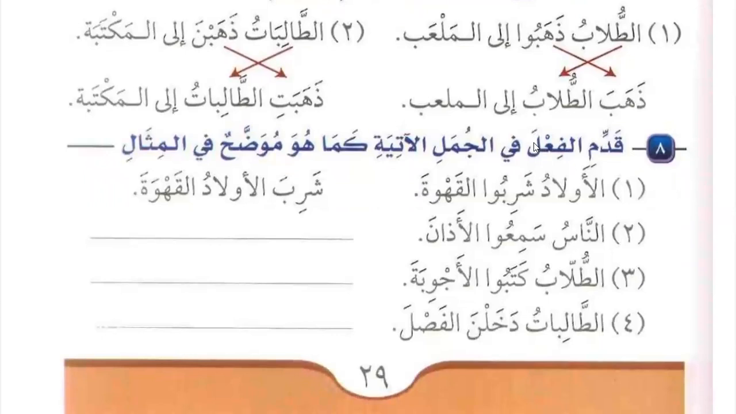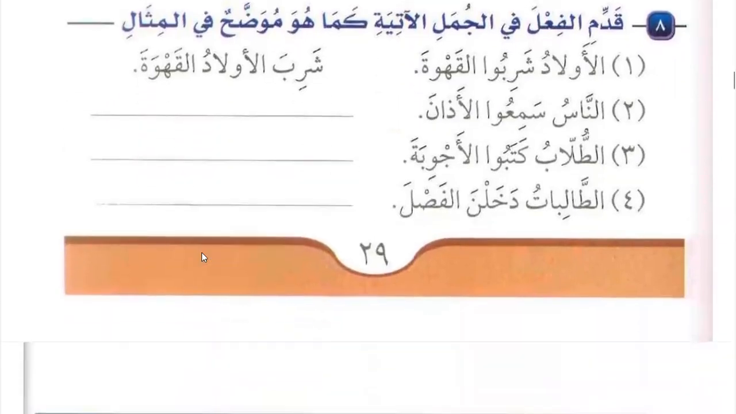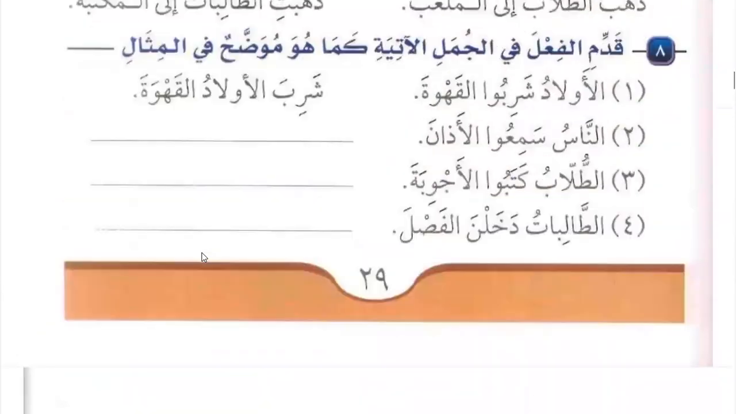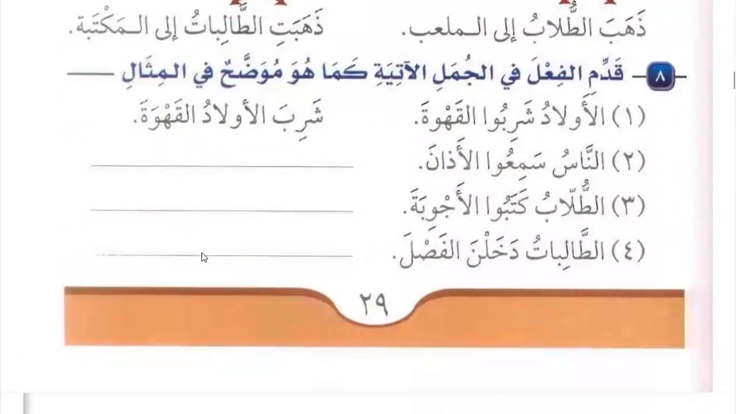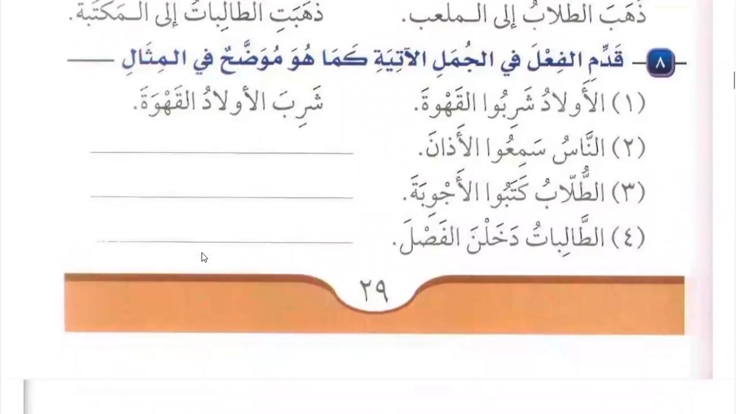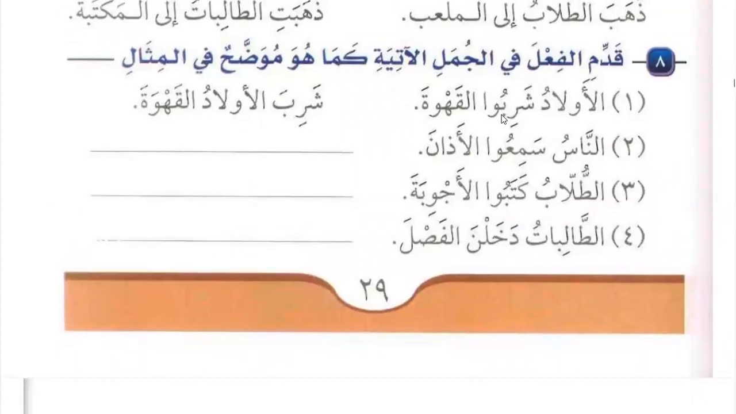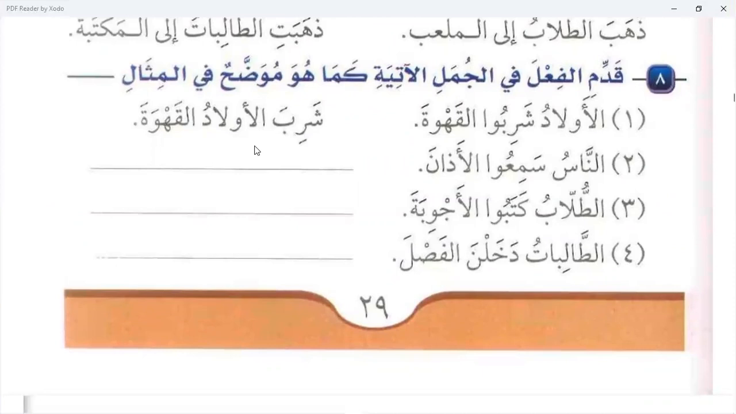Bring forward the verb in each of the following sentences, as it is explained in the example. Al-awladu sharibul kahwata. The children drank the coffee. Sharib al awlad al kahwata. The children drank the coffee. So when you use jumla fi'liyya, you will not use a plural verb. You will use a singular verb.